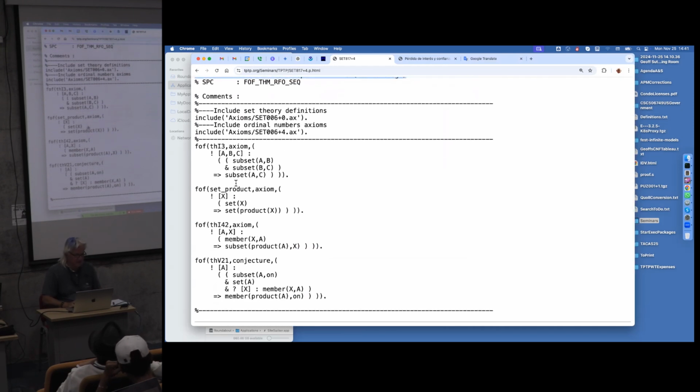So here we see one piece of one axiom. The name of the axiom is Thi3, and it says, for all A, B, C, if A is a subset of B, and B is a subset of C, then A is a subset of C. All right, we all know that. We can prove that. Yeah, this is normal. And so we write down all the axioms, and here's the conjecture.